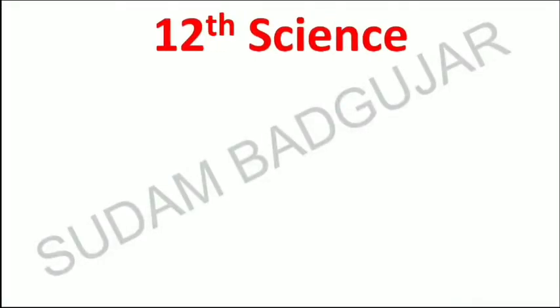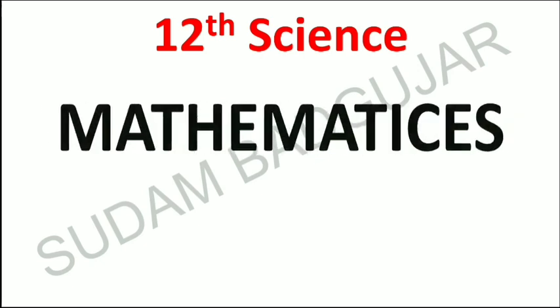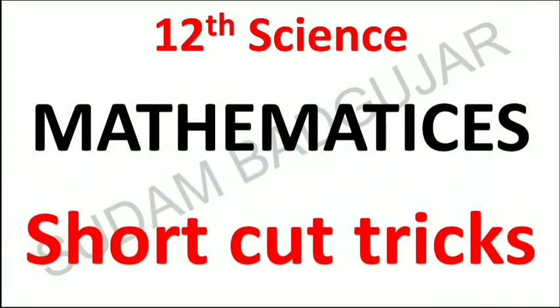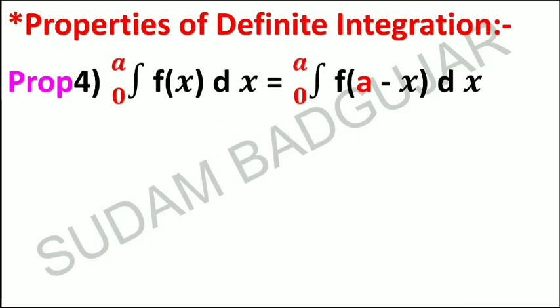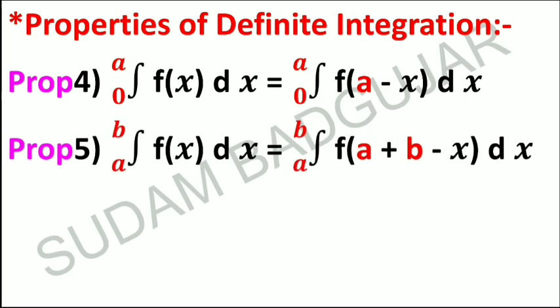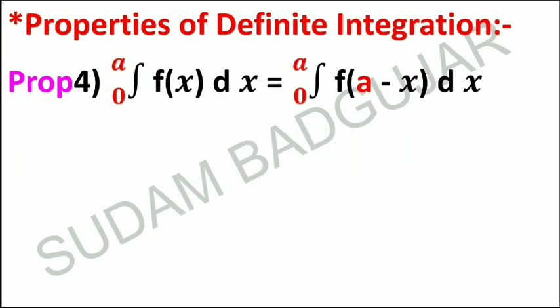Hello students, in this video we are going to discuss shortcut tricks based on properties of definite integration. There are 7 properties of definite integration, but we need these 2 properties for the following problems. See, property number 4: integration of f of x dx from 0 to a is equal to integration of f of a minus x dx from 0 to a. Here a is the upper limit and 0 is the lower limit.